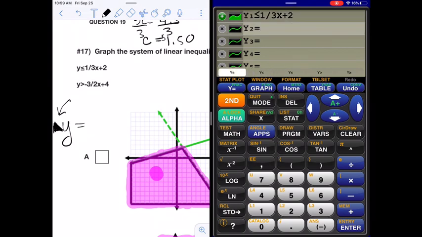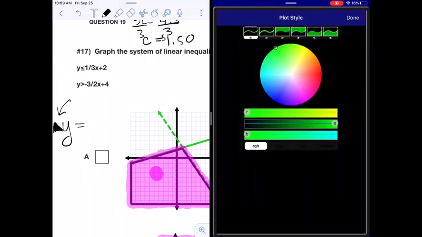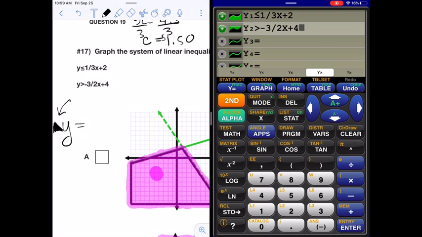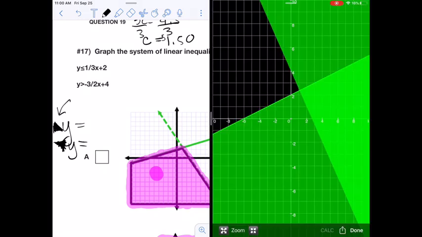And then let's go ahead and do the second one. Y is greater than -3/2 x plus 4. Click here. I'm going to choose greater than. Again, on the handheld calculators, you would press Y equals, highlight this area and keep pressing enter until you get the triangle that is above here. That is how you do greater than. I'm going to hit graph.